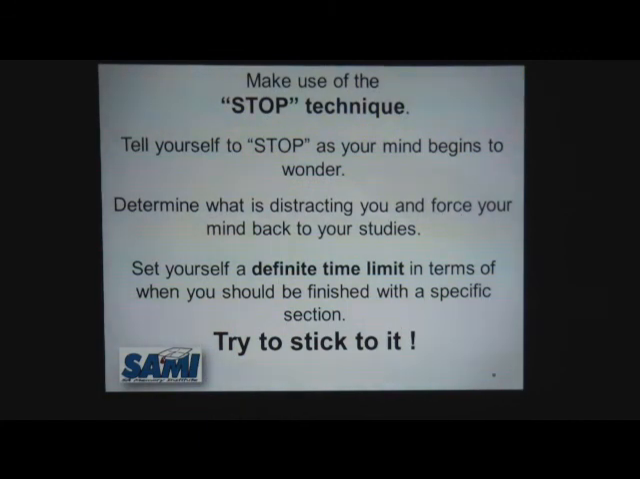Make use of the stop technique. Tell yourself to stop as your mind begins to wander. Determine what is distracting you and force your mind back to your studies. Set yourself a definite time limit in terms of when you should be finished with a specific section, and then try to stick to it.